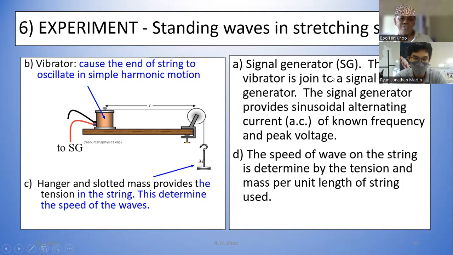Okay, the speed of the wave on the string is determined by the tension. The tension is determined by this mass, and the mass per unit length of the string. Right? That part you don't need to know too much.